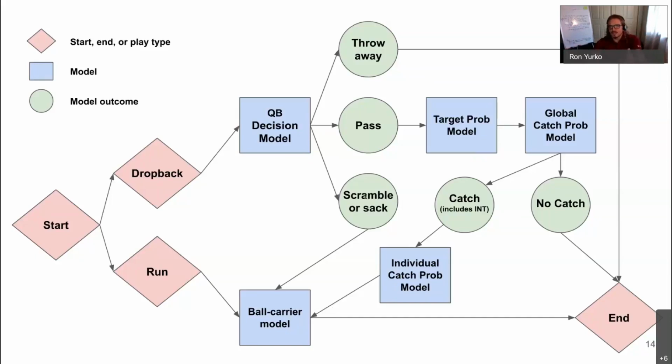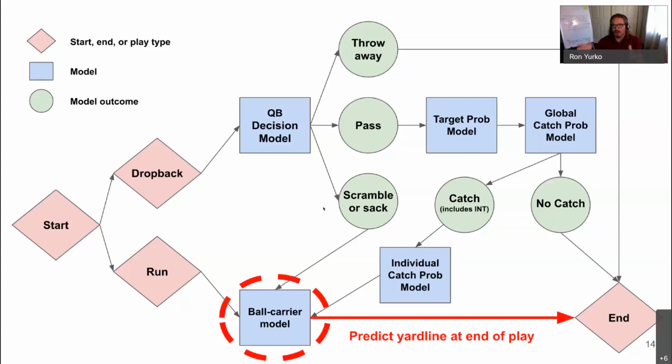If the QB doesn't decide to throw the football, do they scramble or sack? If they do, we again go to the fact of we need to predict where they are going to run to. So everything in the end, what we realize is it all fundamentally comes back to this ball carrier model. So there's going to be all these complicated steps that will each themselves take a lot of work and a lot of time.